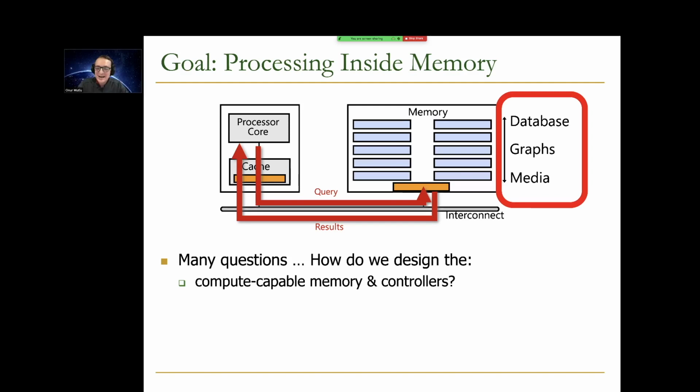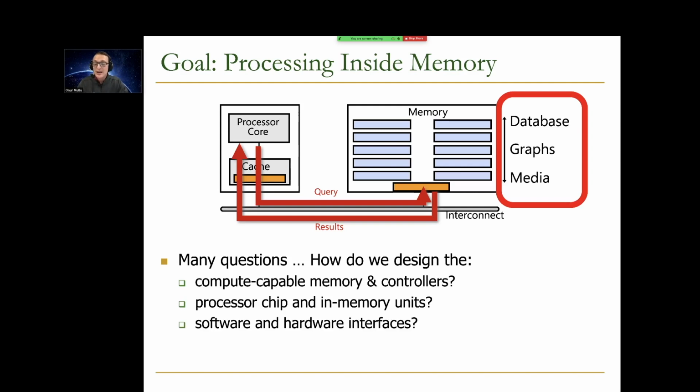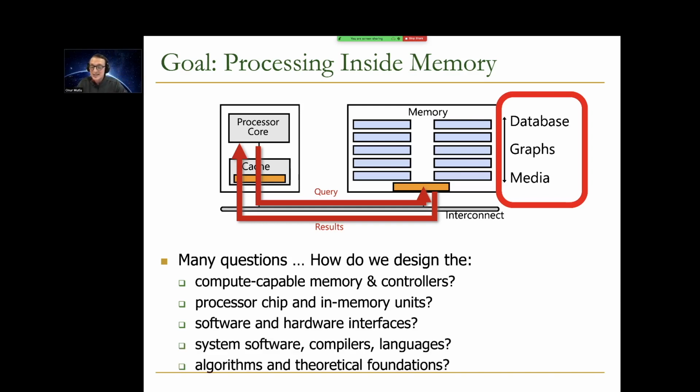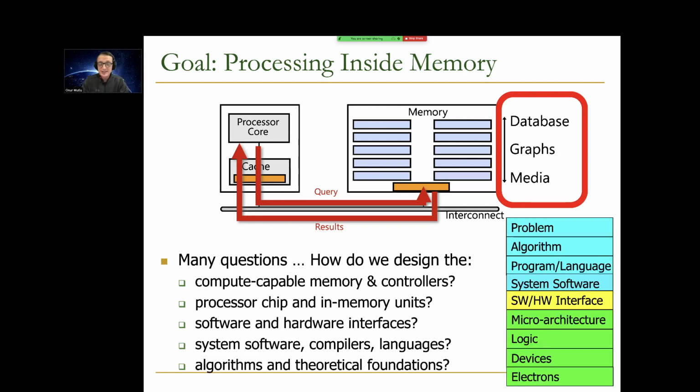So basically, how do we design the memory and the controllers? How to design the processor chip and in-memory units and the accelerators that go along with it? How to design the software and hardware interfaces to enable this? How to design the system software, compilers, and languages? And algorithms and theoretical foundations. So this is really an exciting across-the-stack problem, and there are a lot of opportunities all across the stack. Algorithms to devices, and also the interactions in between. In the end, I believe we need to look at all of the questions.